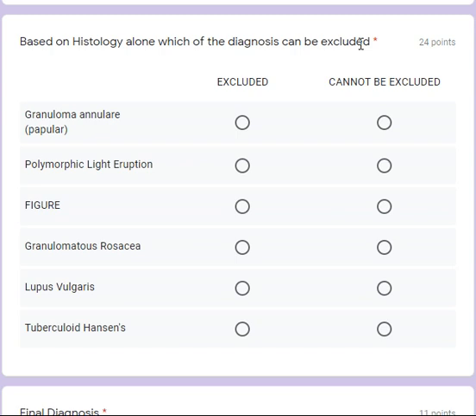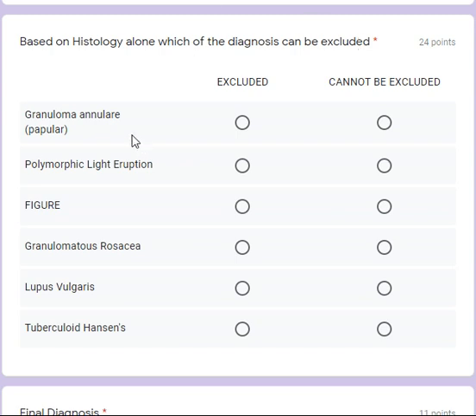They clinically differ partly. Perioral dermatitis and granulomatous rosacea are almost similar histologically. FIGURE and acne agminata are pretty much similar histologically. But yes, there is a huge overlap. All of them overlap with each other. So, which of these can be excluded?